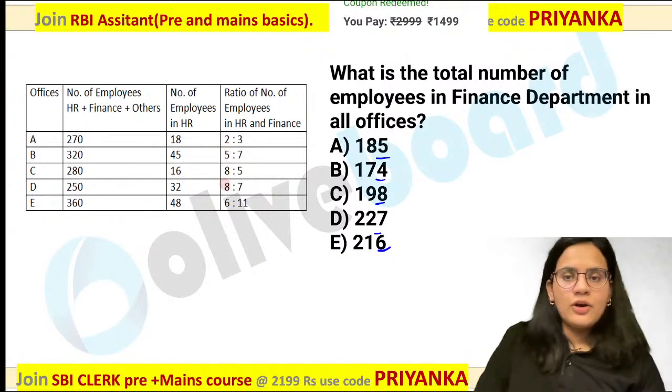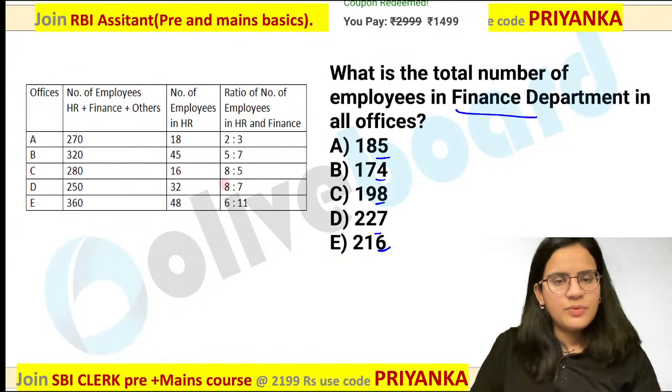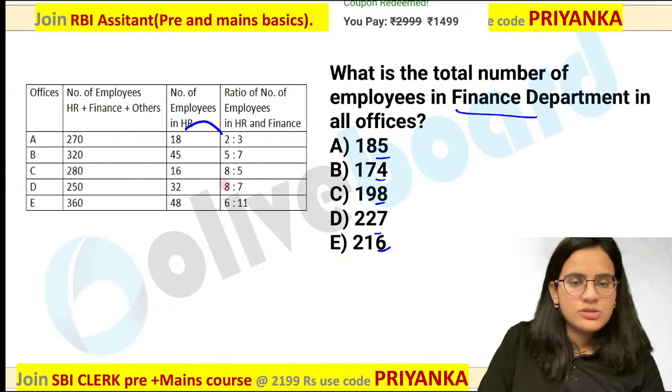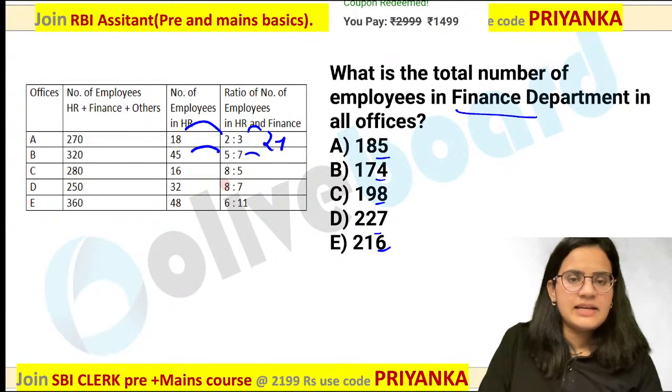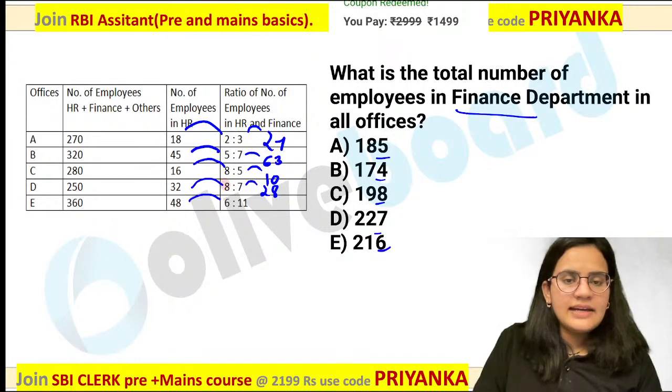Very good. Now they are talking about the finance department. We will calculate the unit digit quickly over here. 9 threes are 27. 5 nines are 45. 9 sevens are 63. Okay, 8 twos are 16. 5 twos are 10. 8 fours are 32. 7 fours are 28.